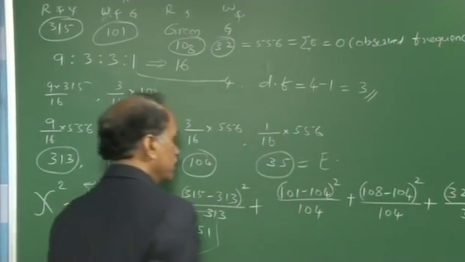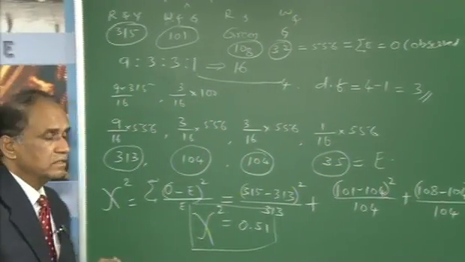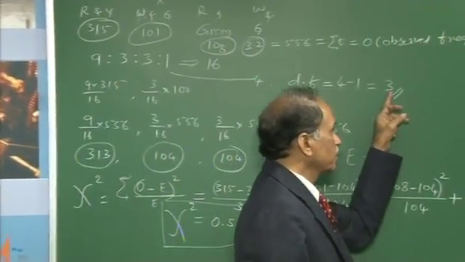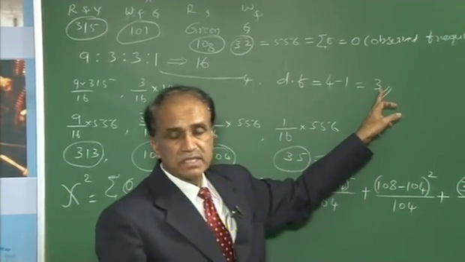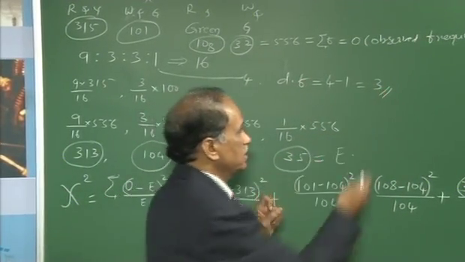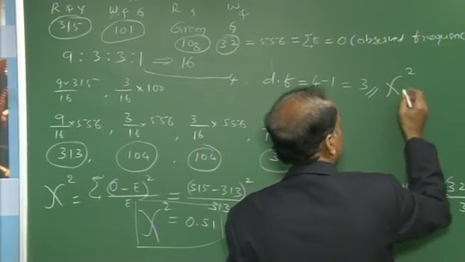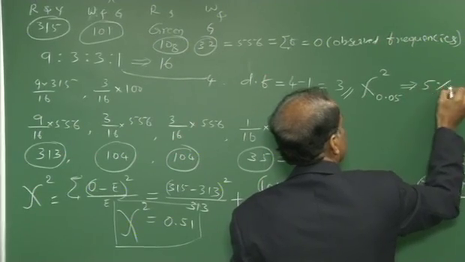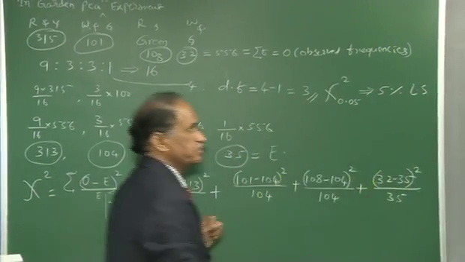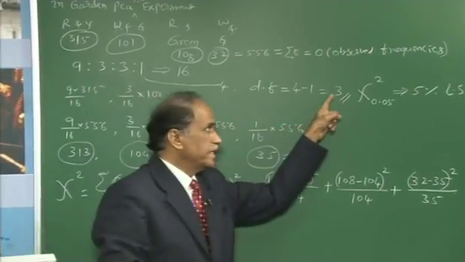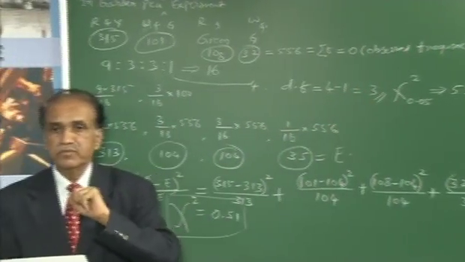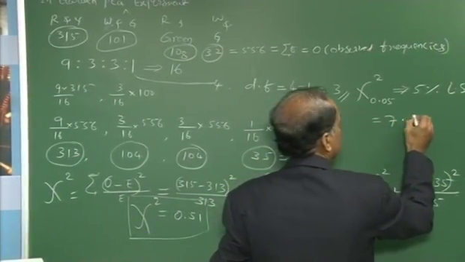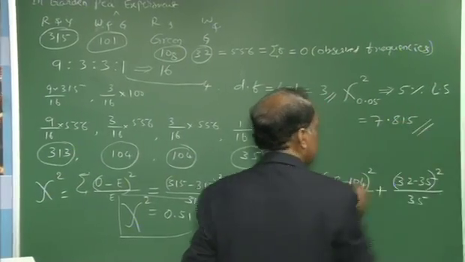that means one number less, that should be 4 minus 1 is 3. The chi-square value at 5% level of significance you have to collect from the table, looking to the column. In that column against 3 you have to take the value of chi-square at 0.05, which implies 5% level of significance. That value against 3 is 7.815. This is the table value.